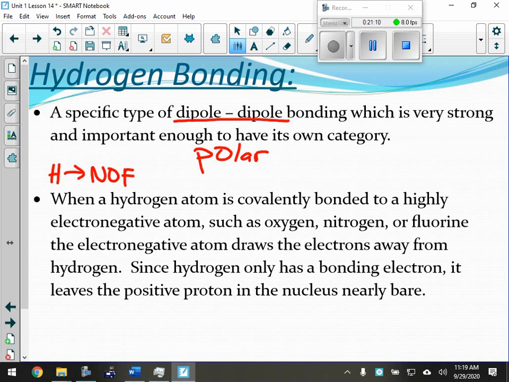And we'll talk about the little nuances here. It doesn't matter how many times that happens, as long as somewhere in the molecule, somewhere, there's an H bonded to an O, an H bonded to an N, or an H bonded to an F, okay? As long as there's that somewhere in the molecule, we will have what we call hydrogen bonding, okay?